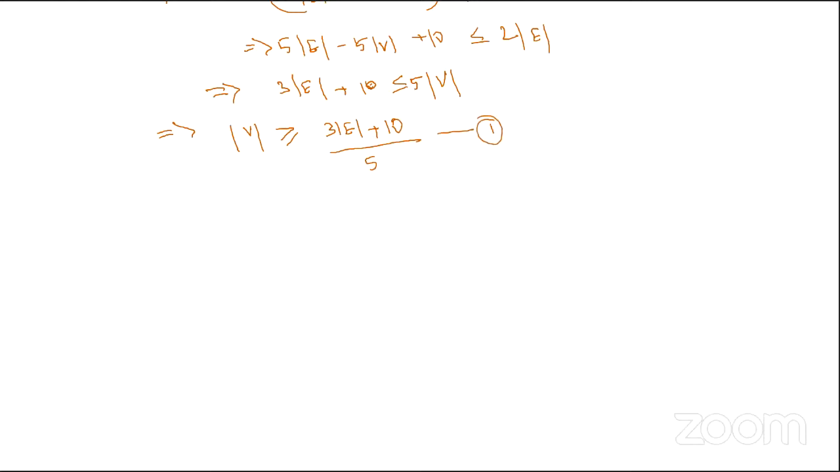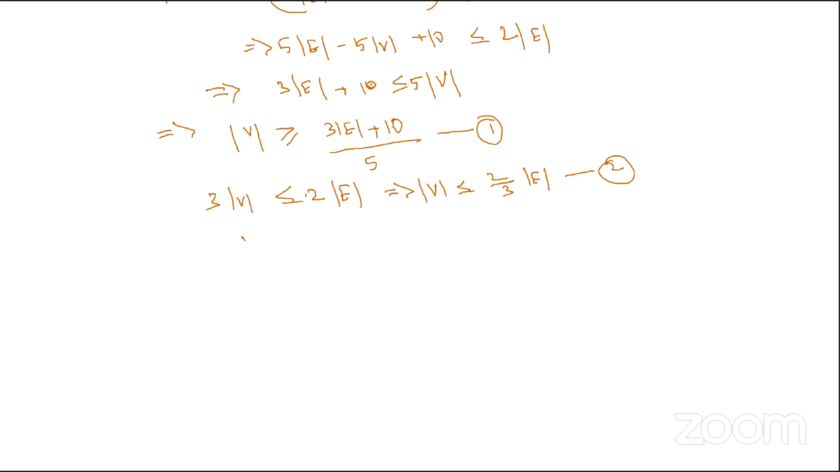That implies 3 of edges, 3 of vertices is less than or equal to 2 of V edges. That implies vertices is less than or equal to 2 by 3 of edges. Consider equation number 2.